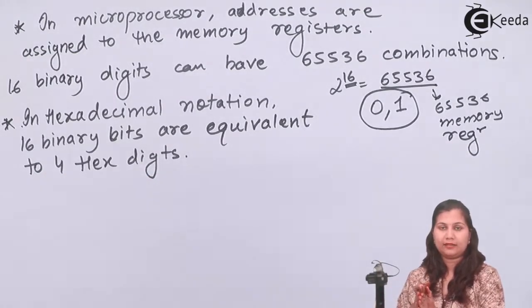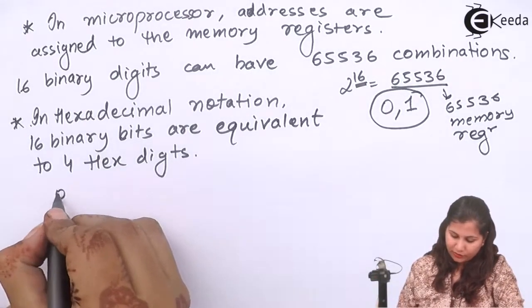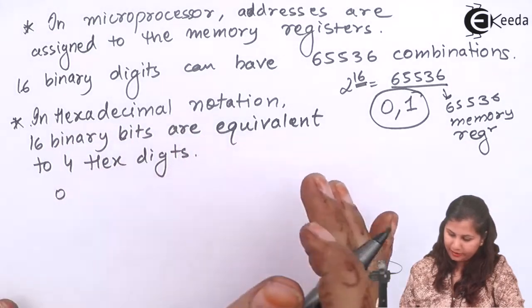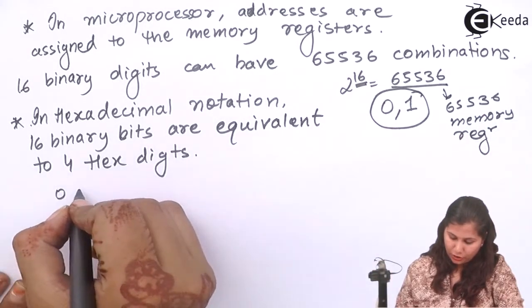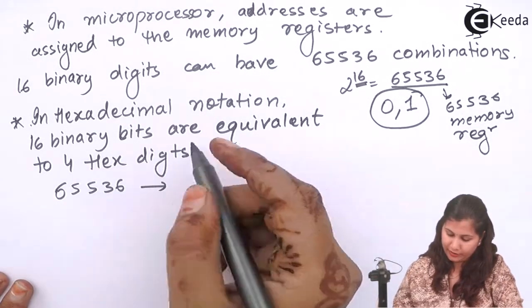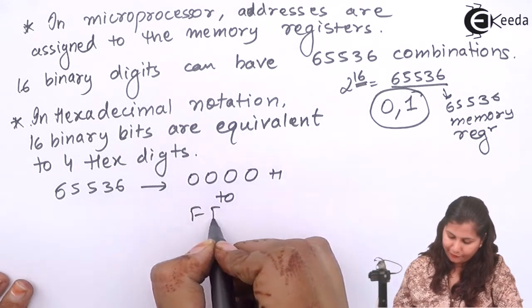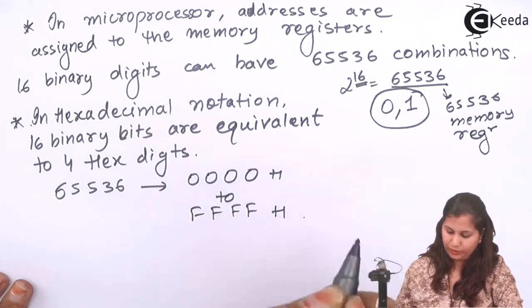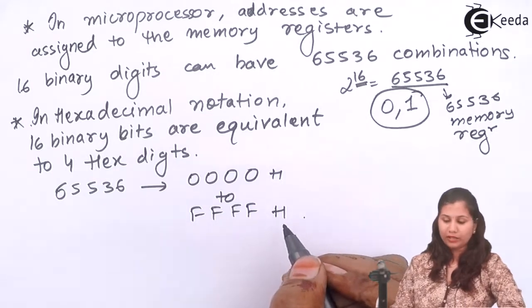So 16 bits of binary number can be converted to 4 bits of hexadecimal number. If we have the address range, we were having 16 binary digits, and we have 65536 combinations. So these 65536 memory registers will have the address range starting from 0000H to FFFFH. This is the address of the first memory register, and this is the address of the last memory register.